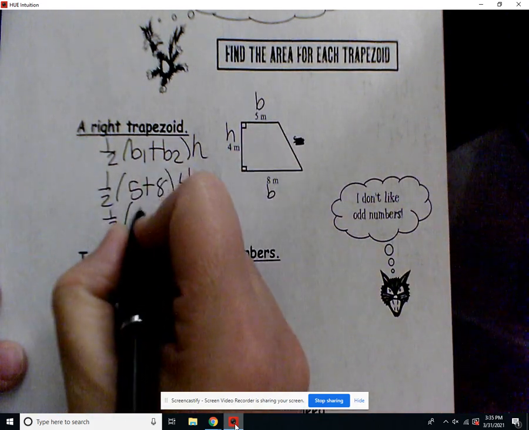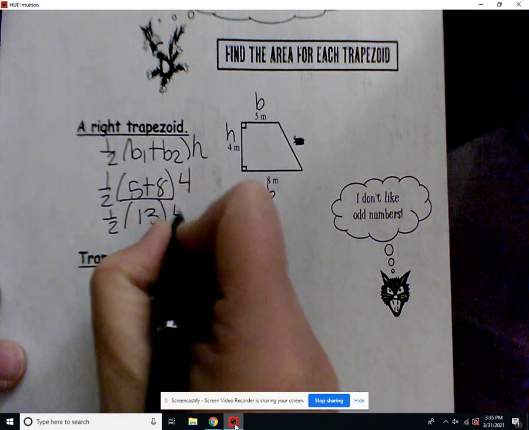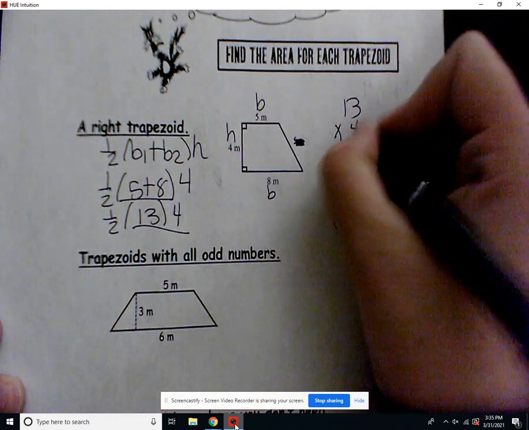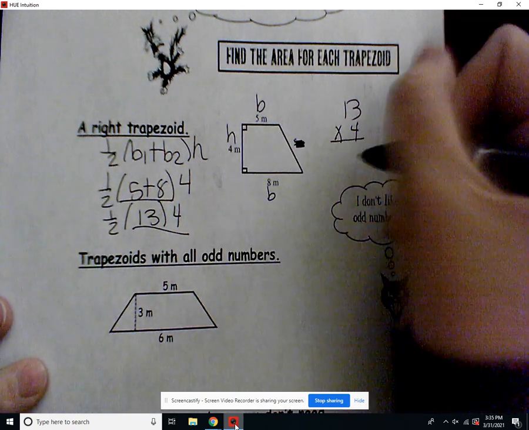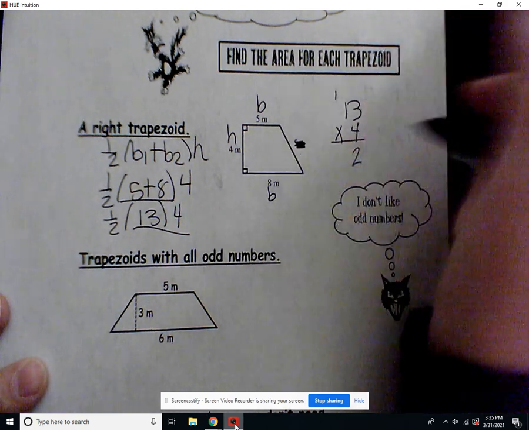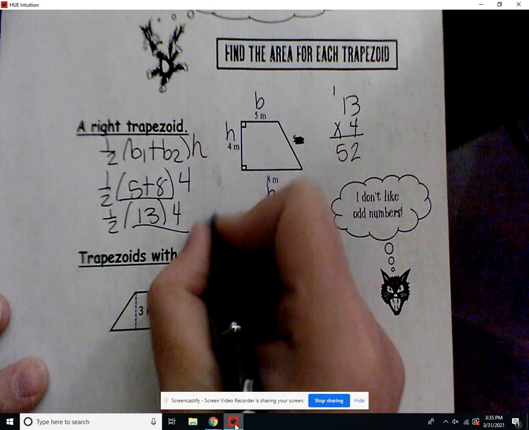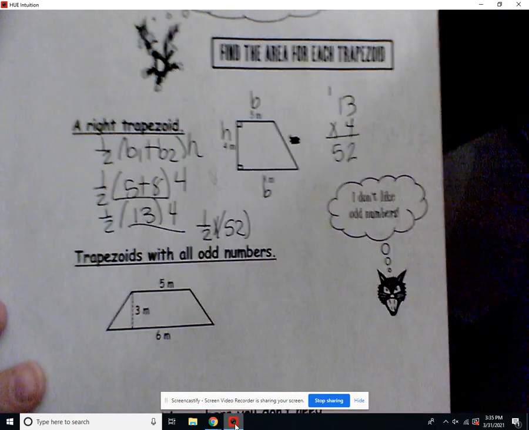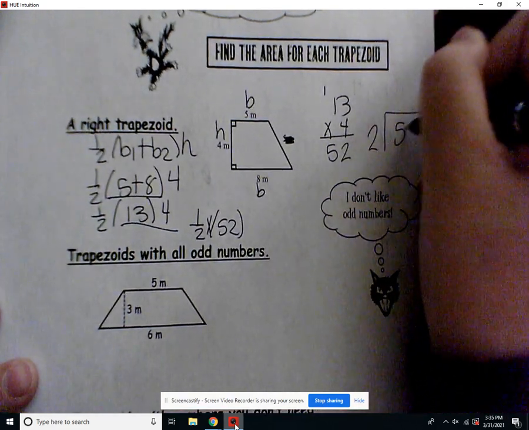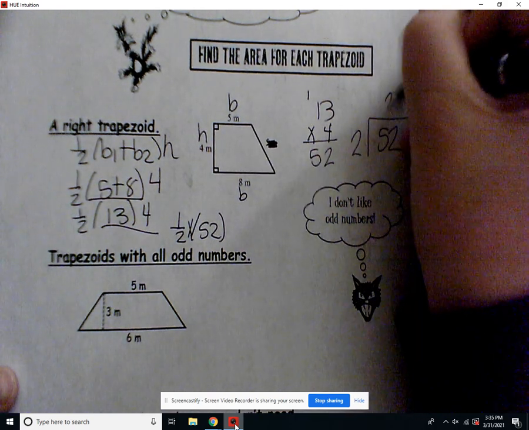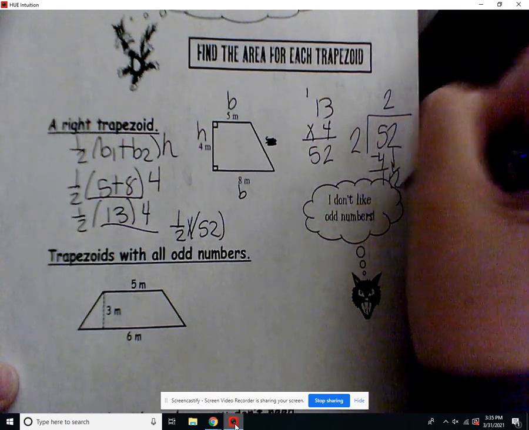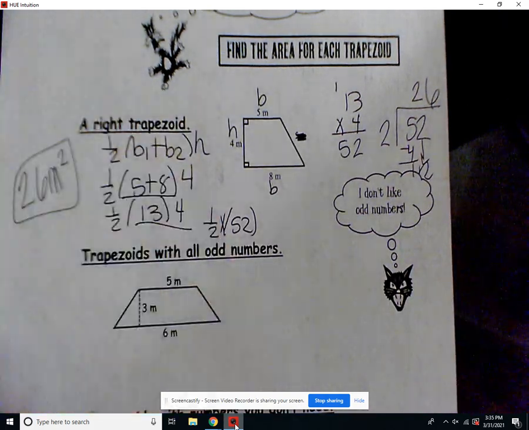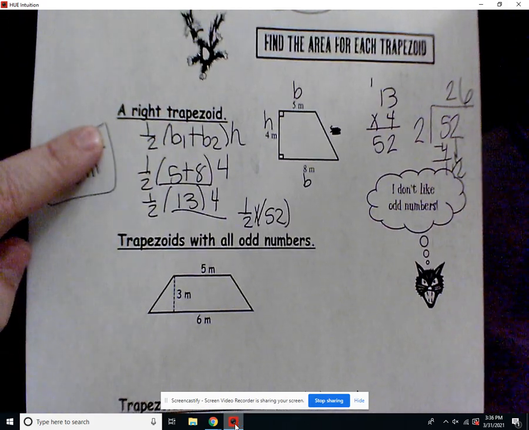So we're going to add 5 and 8, which is 13. Now I'm going to multiply 13 times 4. So 4 times 3 is 12. Carry our 1. 1 times 4 is 4 plus 1 is 5. And then we want half of 52, which means divide it by 2. So 2 will go into 5 2 times. 2 will go into 12 6 times. We get 26 meters squared. And it's still area, so we get meters squared.